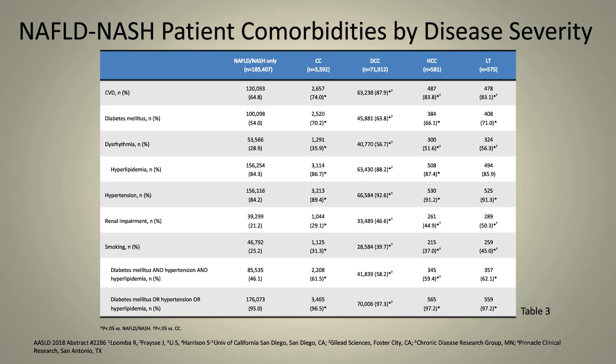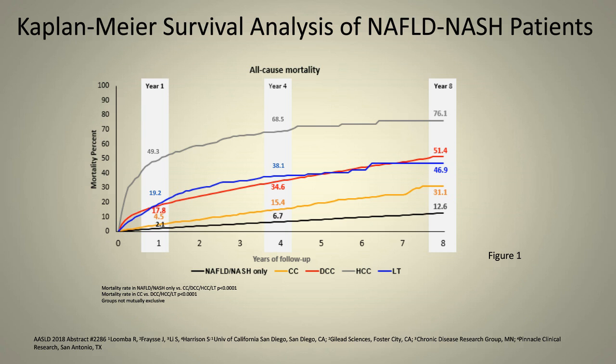So what about survival analysis? This is a very classic Kaplan-Meier curve. And again, without any surprise, liver cancer tends to lead the way. That's the gray bar across the top, the gray line. But right behind that here, interestingly, is liver transplant and decompensated liver disease. About 50% of people will not survive past 8 years.